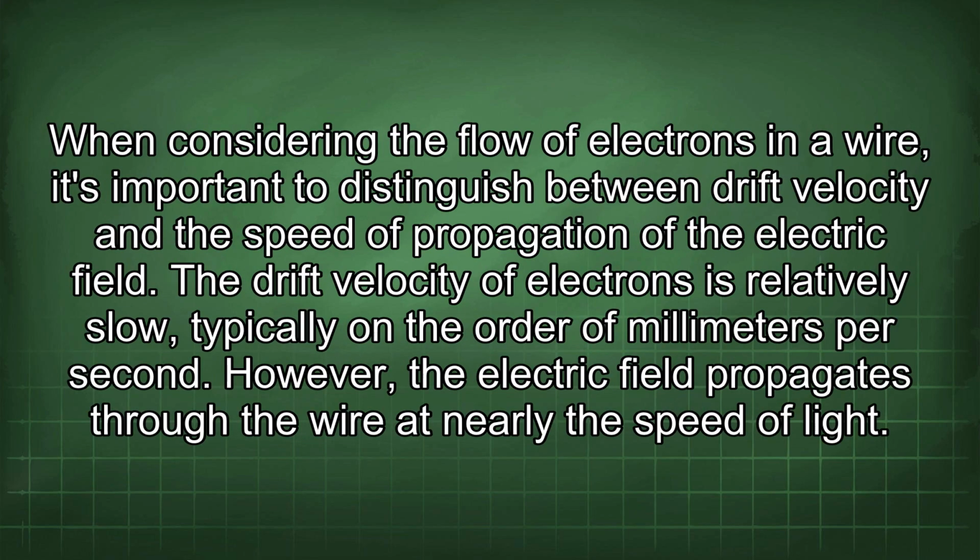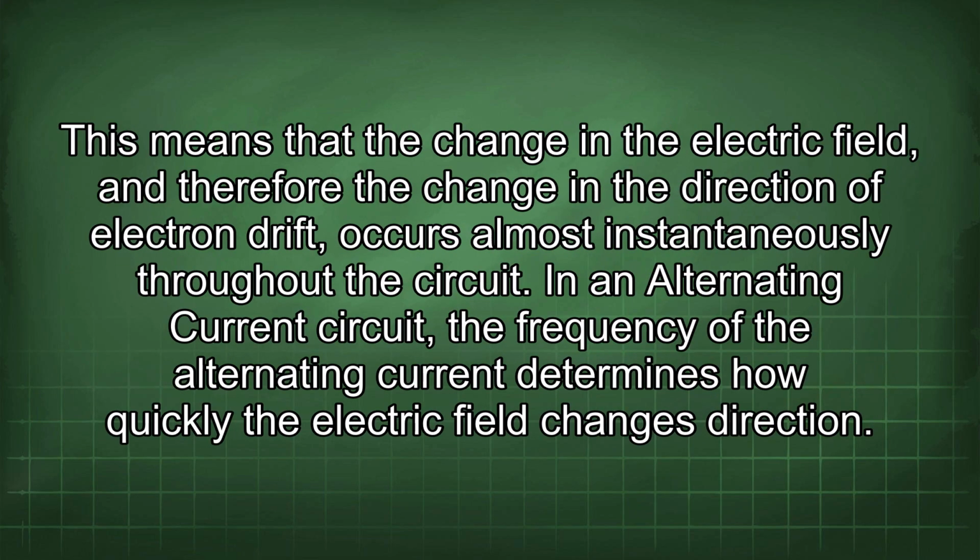When considering the flow of electrons in a wire, it's important to distinguish between drift velocity and the speed of propagation of the electric field. The drift velocity of electrons is relatively slow, typically on the order of millimeters per second. However, the electric field propagates through the wire at nearly the speed of light. This means that the change in the electric field, and therefore the change in the direction of electron drift, occurs almost instantaneously throughout the circuit.